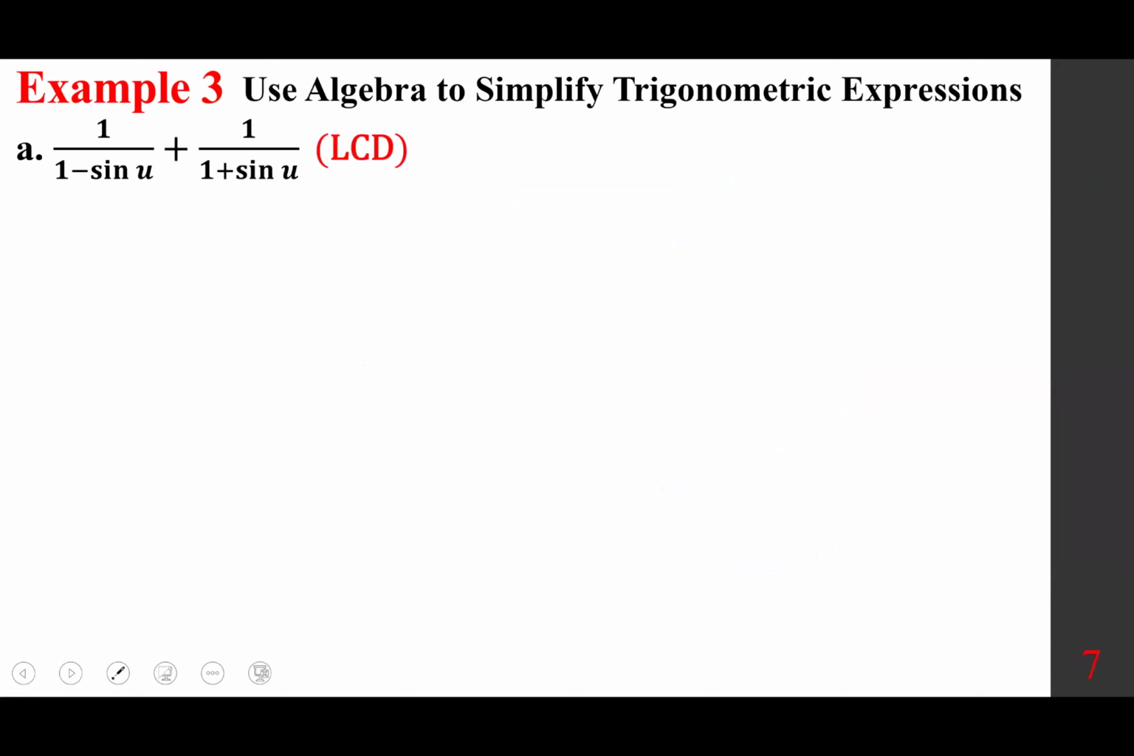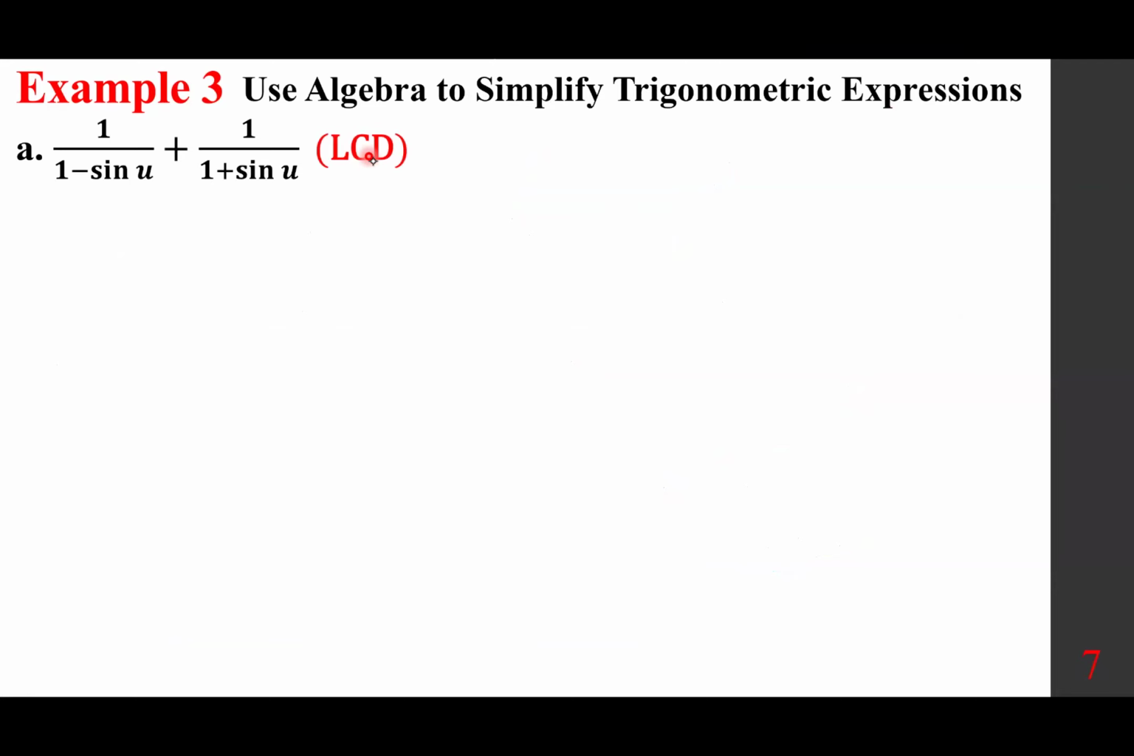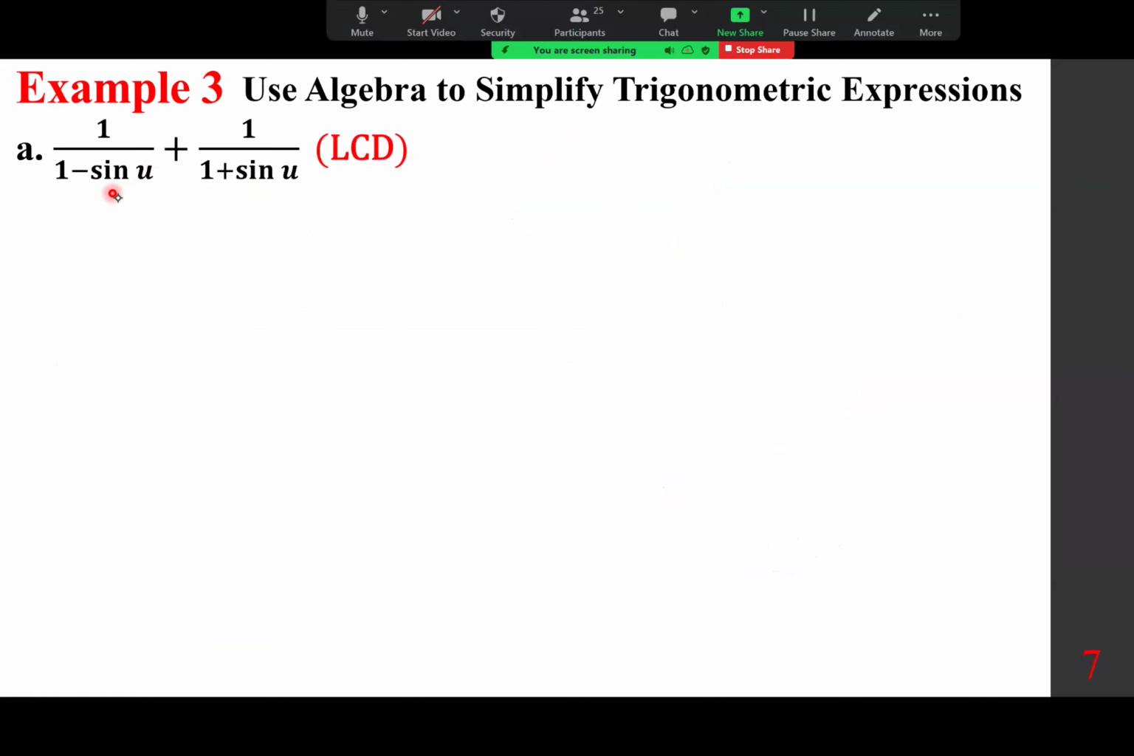Use algebra to simplify trigonometric expression. The hint is to use the LCD. But even if they don't give us the hint, we should recognize that we are adding two fractions, and the LCD would be the product of the two denominators. That means I'm going to multiply 1 by 1 plus sine u plus 1 times 1 minus sine u, and the denominator is 1 minus sine u times 1 plus sine u.